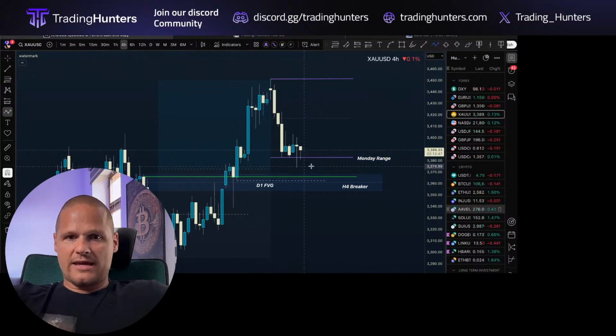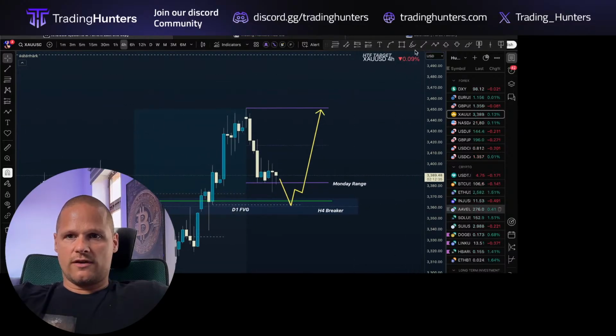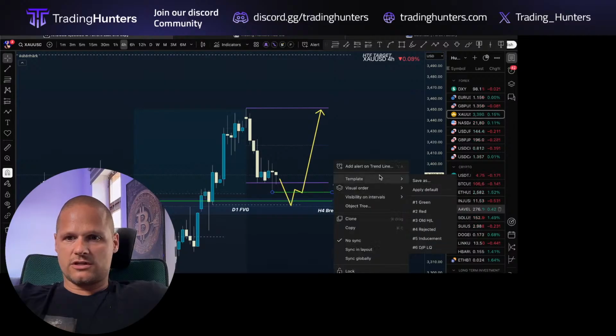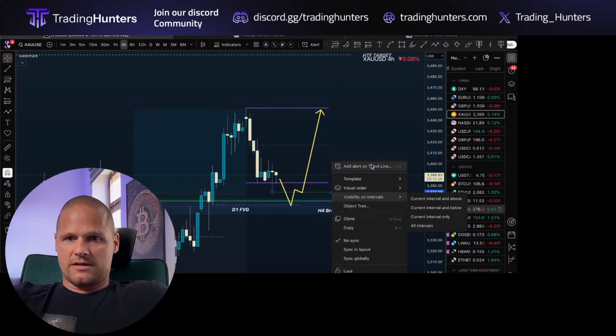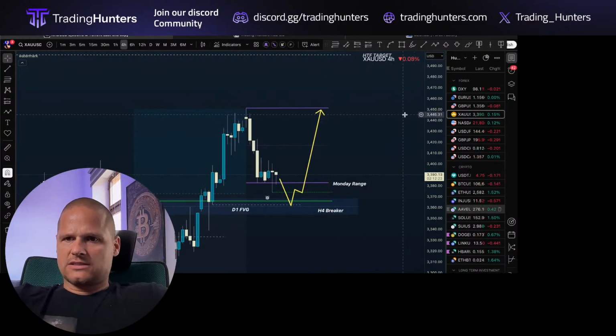You need to wait for price to reach this level, create the change in order flow on the 1 hour, and then you're ready to go for this. So that's what I'm watching on gold currently, and I'm going to actually put an alarm here. So that's gold. Next one will be USD JPY.